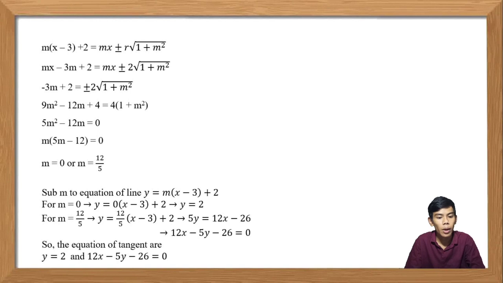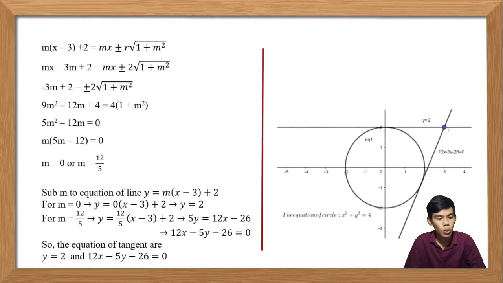So 5y equals 12x minus 26. So the equation is 12x minus 5y minus 26 equals 0. So the equations of the tangents are y equals 2 and 12x minus 5y minus 26 equals 0.